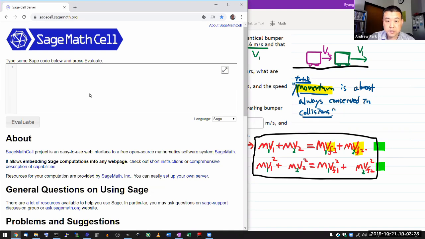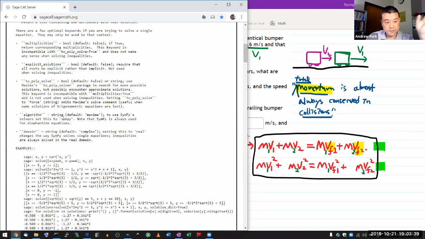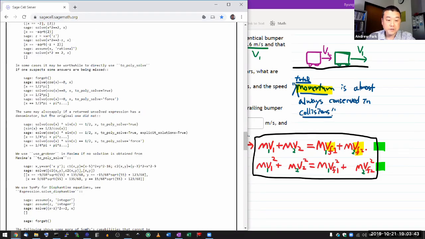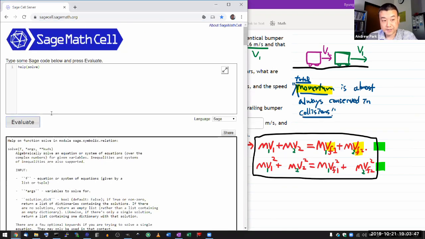So there's a function in Sage called solve. Let me just show you, help solve. That's the help file, it tells you how to solve. What I'm going to do is use this computer algebra system to just have it solve this system of equations for me. I read up on the syntax earlier so that I can do this now.